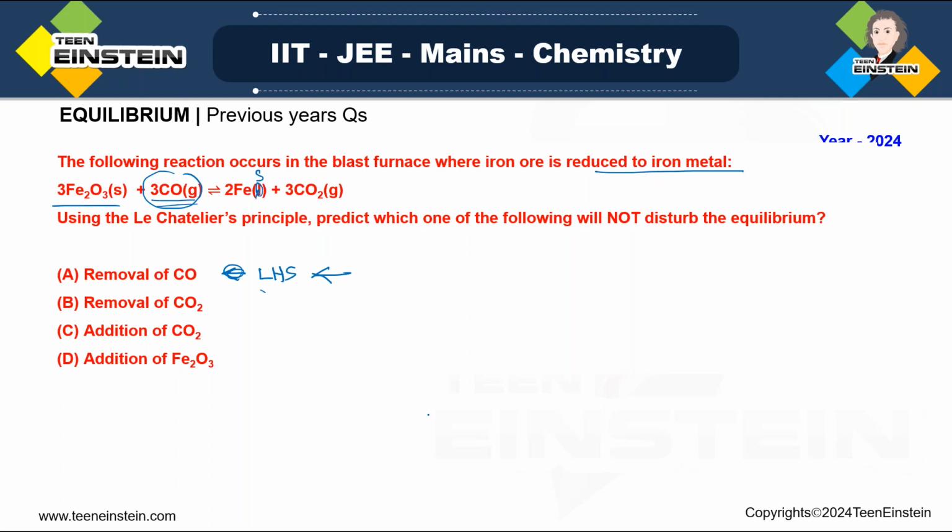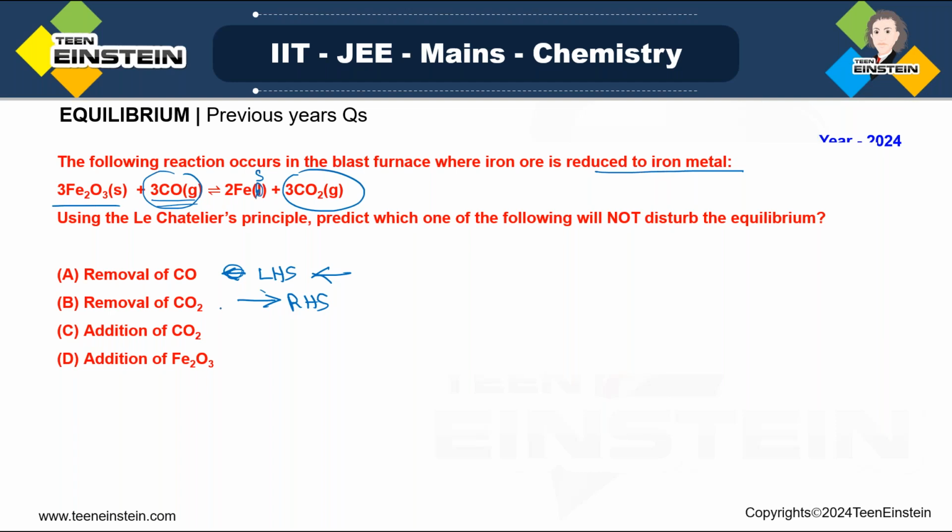And how is it possible? It is possible only if the reaction is moving towards the reactant side. So this option, that is removal of CO, will disturb the equilibrium, and this is not our correct option. Second one is also just like that, removal of CO2. So you are decreasing the concentration of one of the products, but the system will try to maintain equilibrium according to Le Chatelier principle. So the equilibrium will be shifted towards right hand side so that it can increase the amount of CO2. So this is also not our correct option.